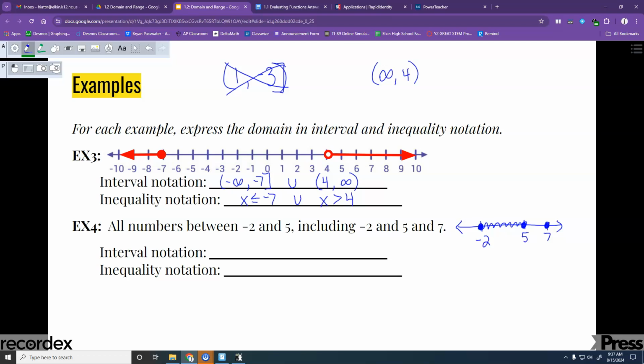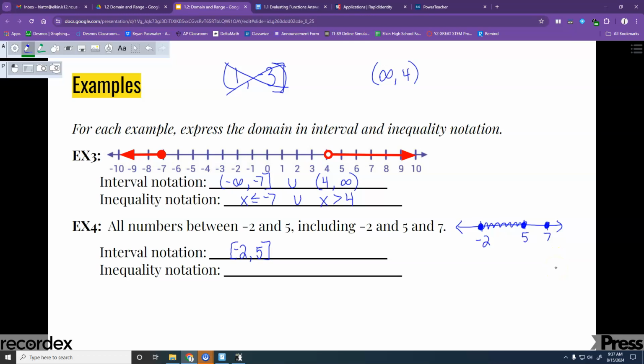See what you can do. For the negative 2 to 5, we're going to put our lowest number first. So we've got negative 2, comma 5 for that. And Alex, should I use the parentheses or the brackets for that? Brackets, because those are included. So we've got a bracket on both sides. So that takes care of this first part right here.